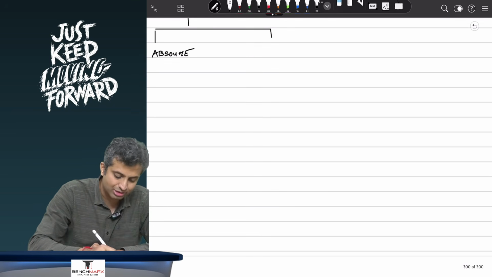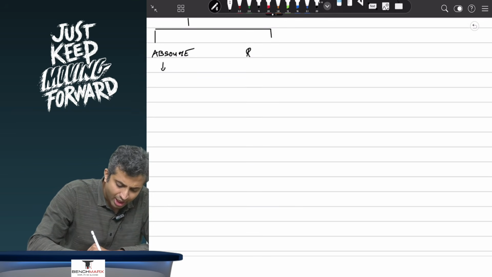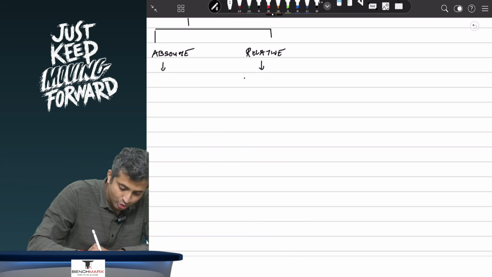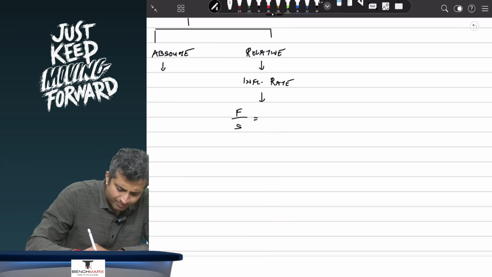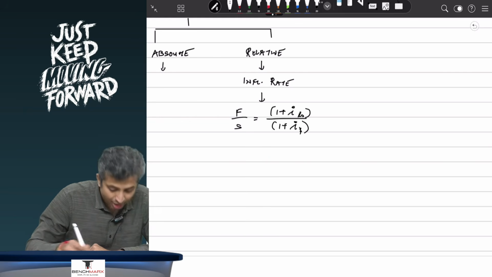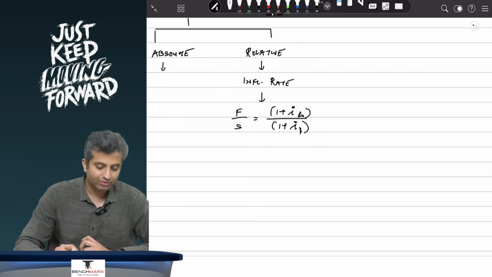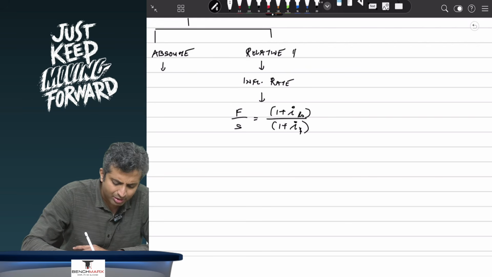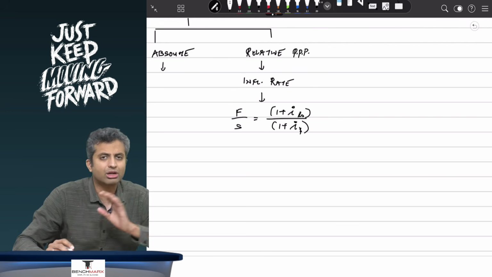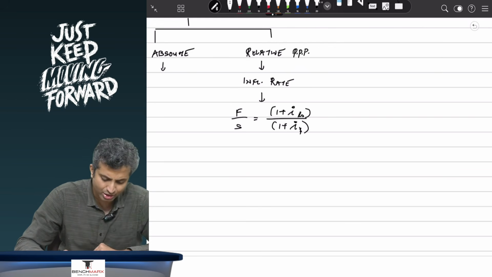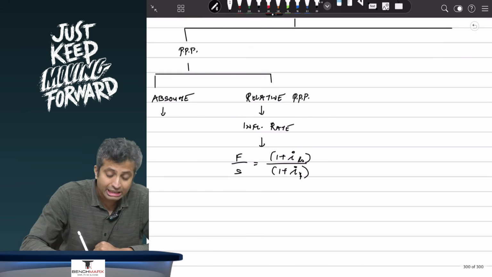But there is an adjustment that we need to do over here. And then there was a more important relative purchasing power parity theory, which was also called the inflation rate parity theory, where you would say that F divided by S equals 1 plus I, let us say in rupees, upon 1 plus I, let's say in dollars. Half of your foreign exchange is following this. So this is relative purchasing power parity theory, also called the inflation rate parity theory. Apart from that, there was also an interest rate parity theory.